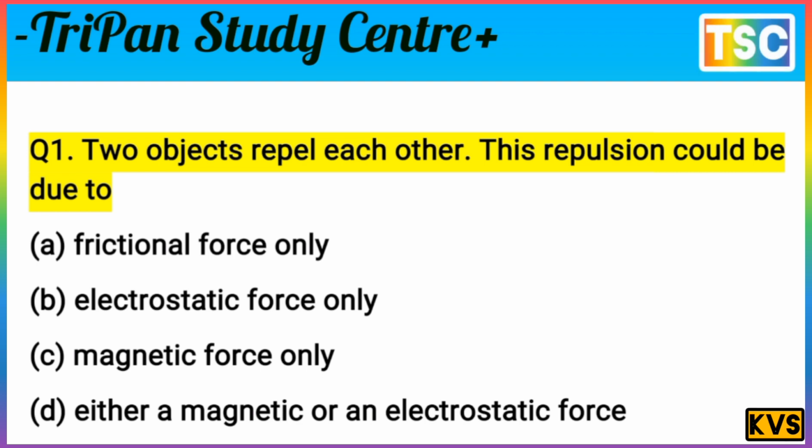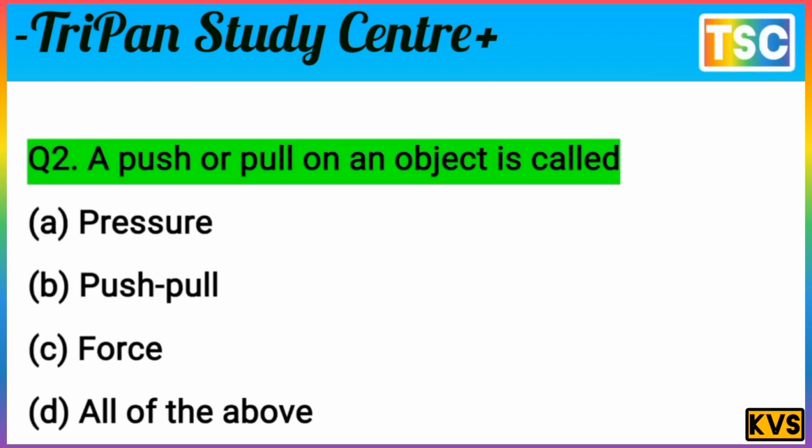Let's see the next question. The question on your screen: a push or pull on an object is called A, pressure; B, push pull; C, force; D, all of the above. First of all, give an answer for this question. Choose from the four options and write the correct answer in your notebook. Let's see what the answer is.